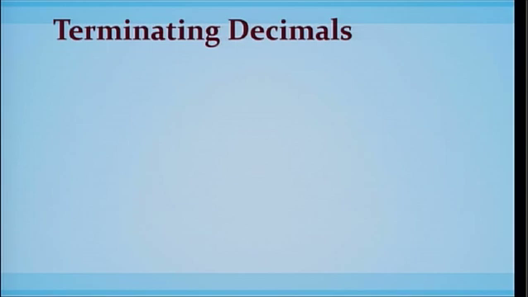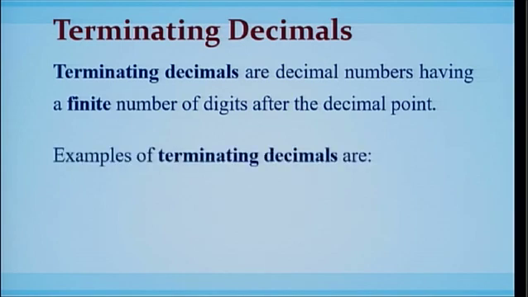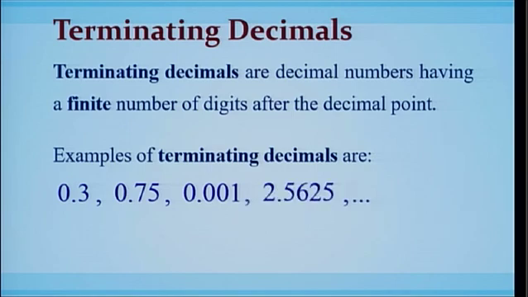So first, let's start with terminating decimals. Terminating decimals are decimal numbers having a finite number of digits after the decimal point. Examples of terminating decimals are 0.3. So you can see there's only one digit after the decimal point. 0.75, there are two numbers after the decimal point. Here we have three numbers after the decimal point. Here we have four numbers. So if we can count the number of digits after the decimal point, we call these terminating decimal numbers.